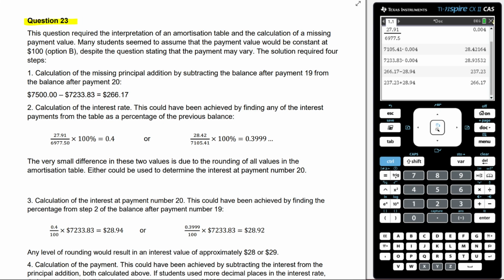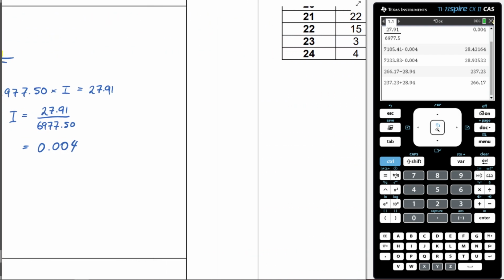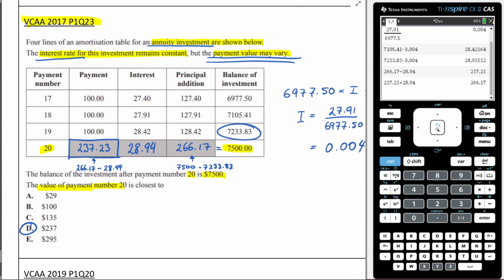Question 23. This question required the interpretation of an amortization table and the calculation of a missing payment value. Many students seem to assume that the payment value would remain constant at $100, despite the question stating that the payment may vary. The solution required 4 steps. First things first, you can understand why VCAA got annoyed, because as you can see here, it says the payment may vary. So despite the fact that it's at 100, 100, 100, that didn't mean that this was going to be 100 because it said the payment may vary.